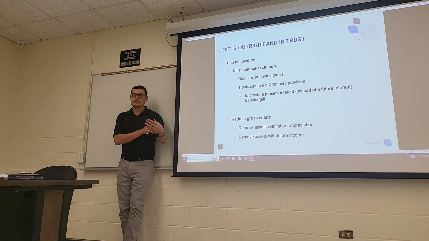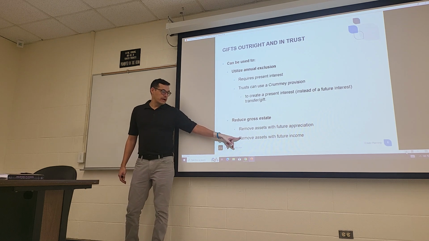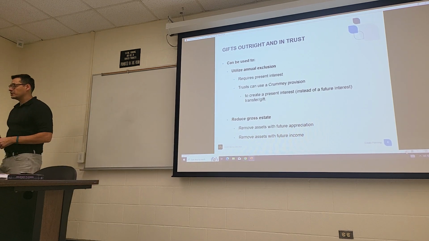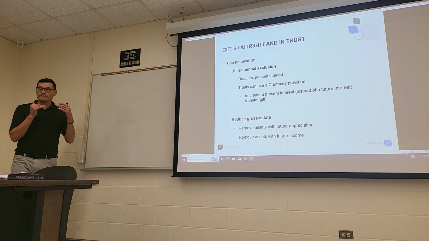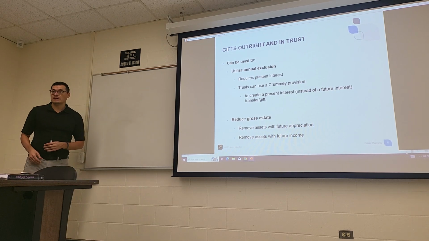And who wants to be taxed, okay? And so, this is what we're looking at. We're going to identify assets that have income potential or appreciation potential. And those are the ones we're going to focus on getting out of our estate, through a trust or sometimes an outright gift.